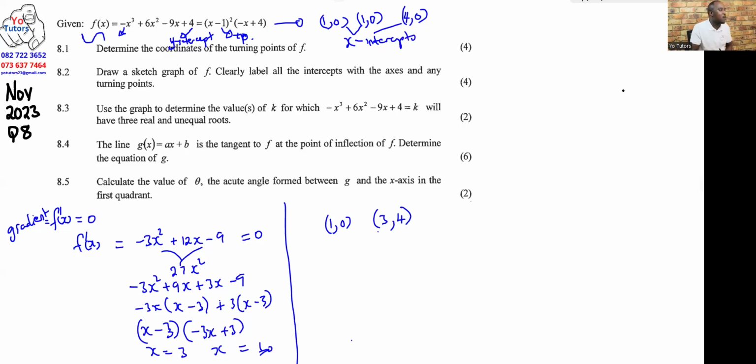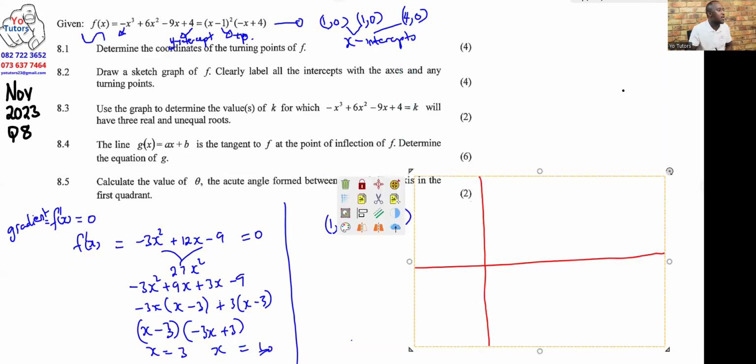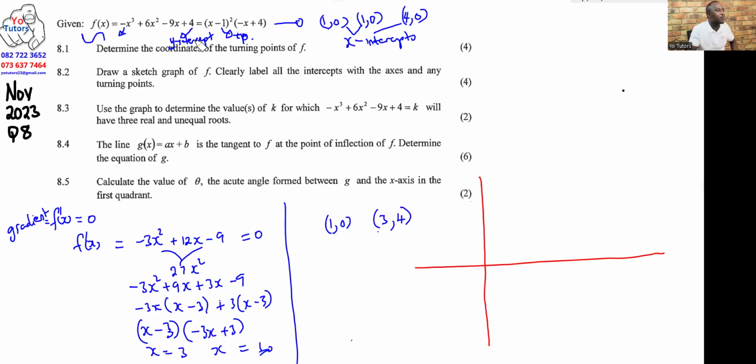So now we can come and draw our graph here. Okay, that's our graph there. What do we have in the graph? Your graph is touching at 4. It comes down here, touching at 1. It goes up, comes and touches, and goes down like that.